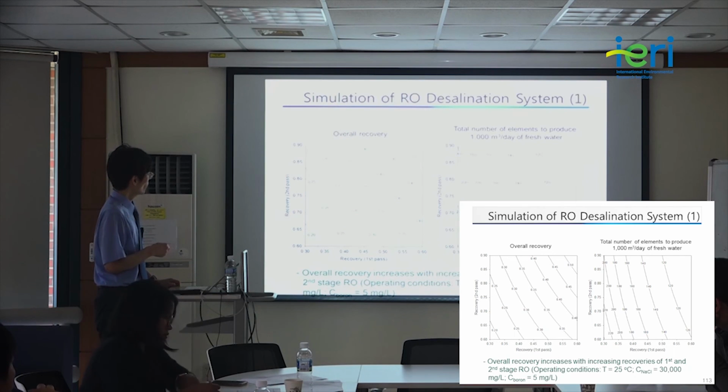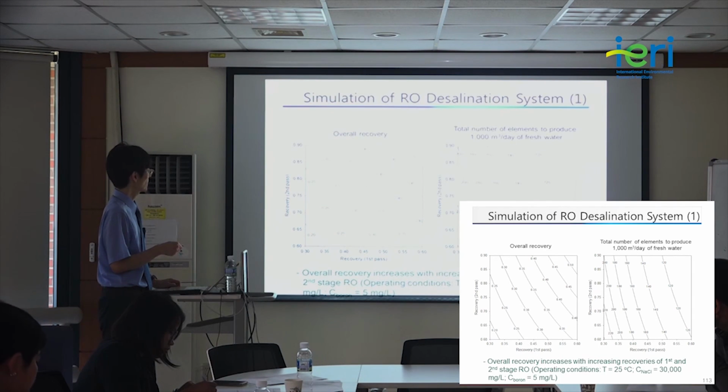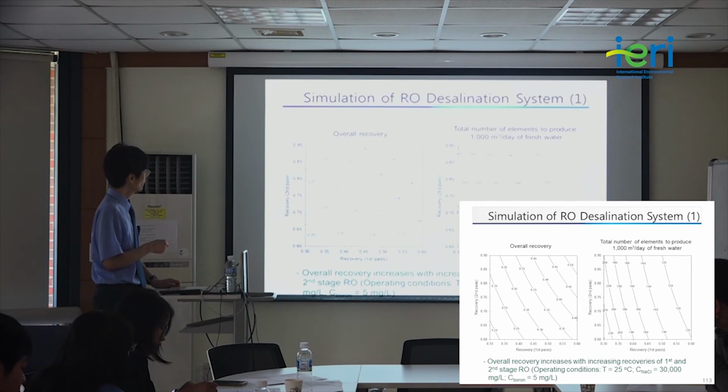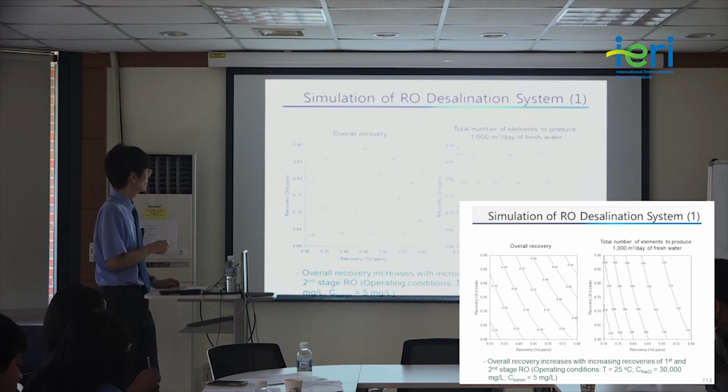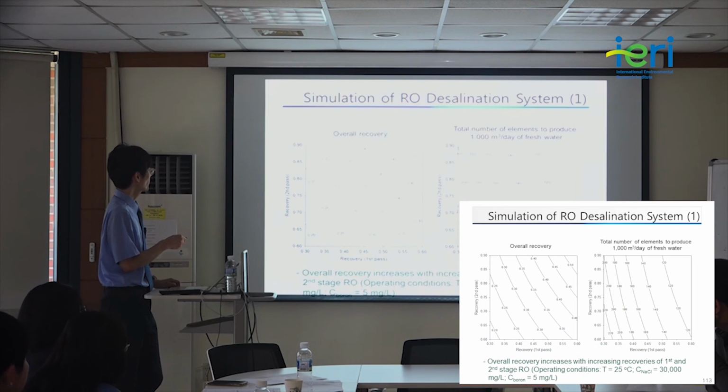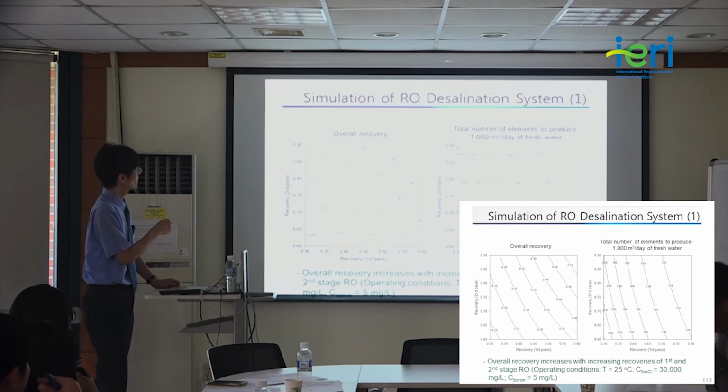Again, if you have this condition, 50% recovery for the first pass and 60% recovery for the second pass, and if you increase the recovery for the second pass, in such cases, the point will move in this direction. So at 70% recovery for the second pass, the overall recovery will increase from 30% to 35%. In fact, this is the same. If you follow this line, you can have the same recovery.